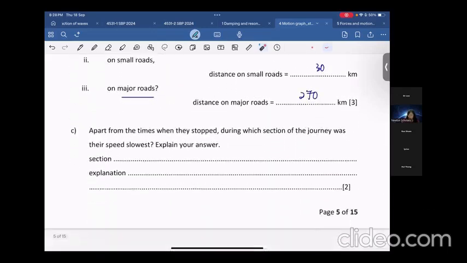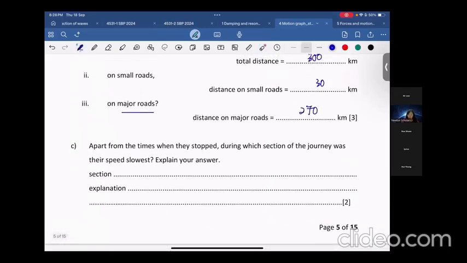Okay, boys and girls, compared to other sections, the last section has a slower speed. So for the explanation here, you can answer with lowest gradient, smallest gradient, or we say smaller slope.